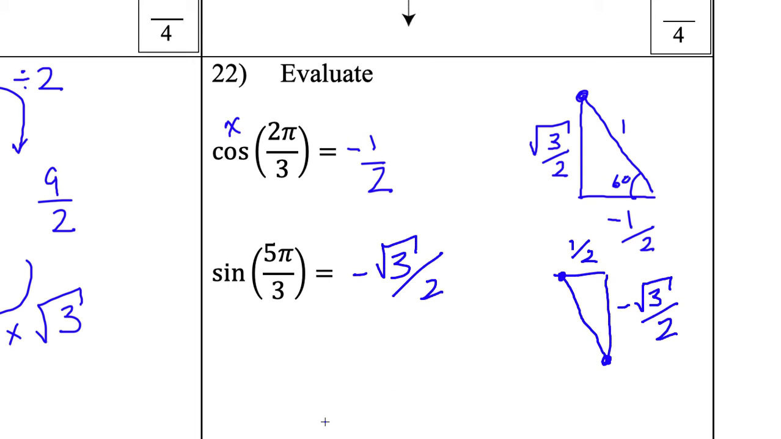Sine is asking for the x or the y coordinate? And that is y. The answer is negative square root of 3 over 2.